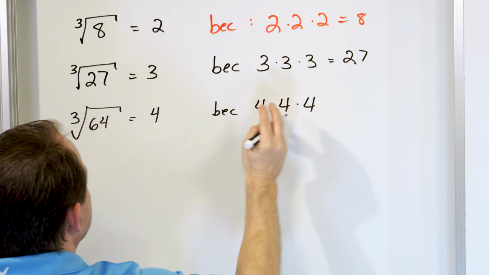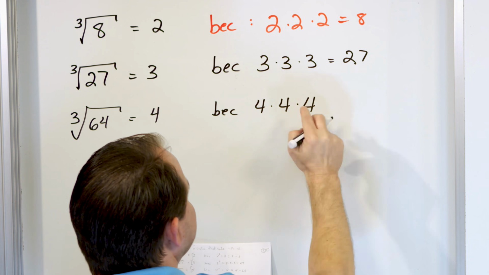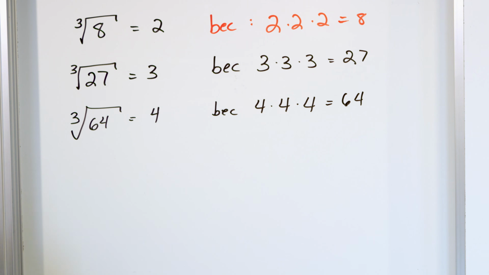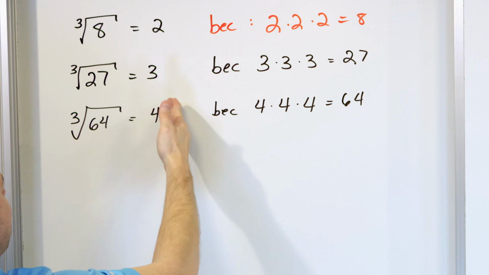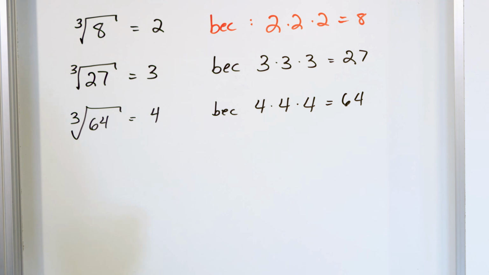4 times 4 times 4, 3 times. I'm doing it 3 times. 4 times 4 is 16. 16 times 4 is 64. So I recover back what's under the radical by multiplying it 3 times. All right? So just like with square roots, you had perfect squares. These are perfect cubes. So the answers that we all got were whole numbers, just like with the square root case. But of course, you can take cube roots of any number you want.